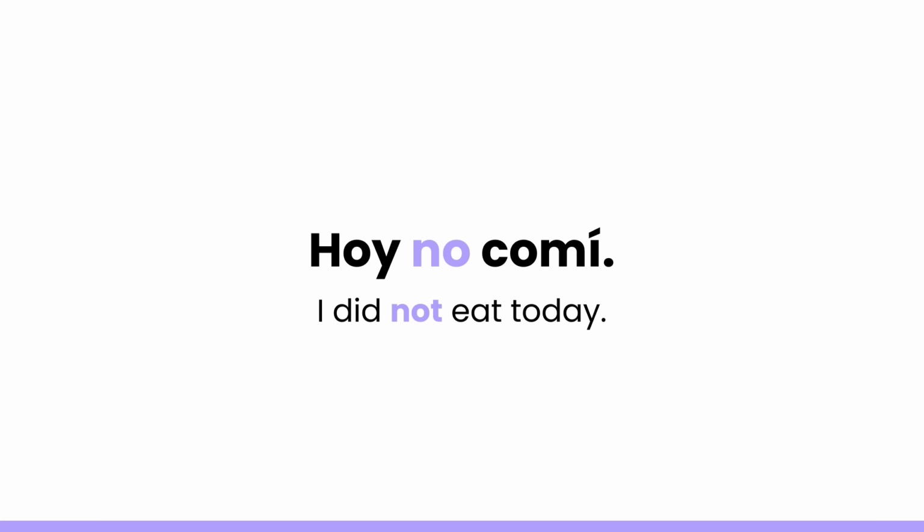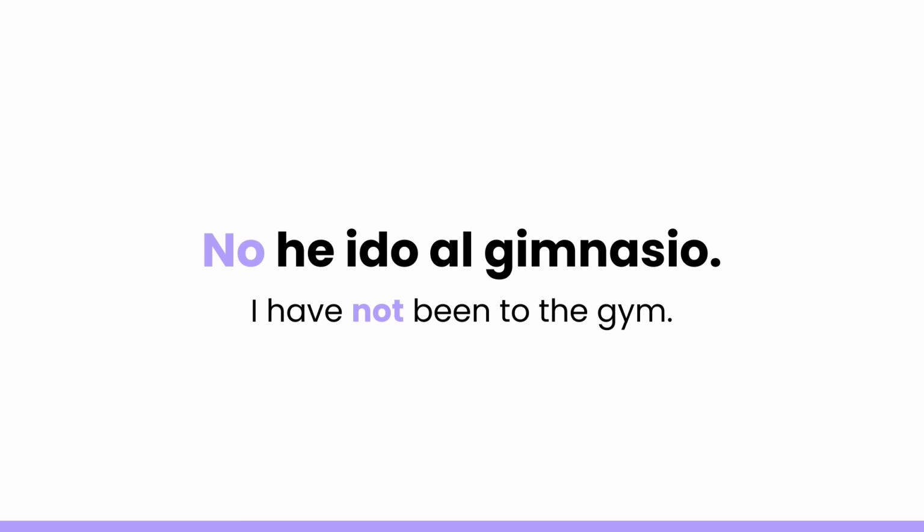And one thing that's very important to know about how we use this word no is that we always use it in front of a verb. So for example, in the sentence hoy no comí, which means I did not eat today, the word no comes in front of the verb. Comí is a conjugation of the verb comer. So we say hoy no comí. We don't say hoy comí no, because then no comes after the verb. We always put it in front of the verb. So hoy no comí.